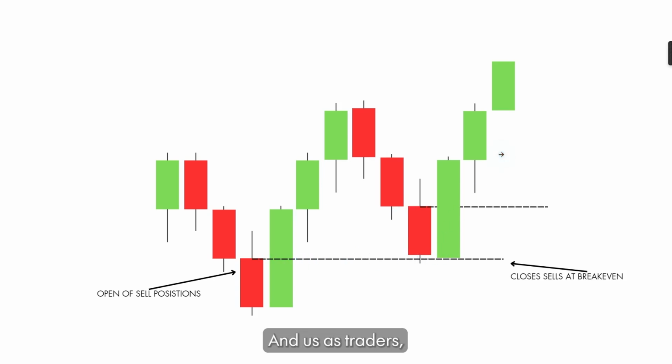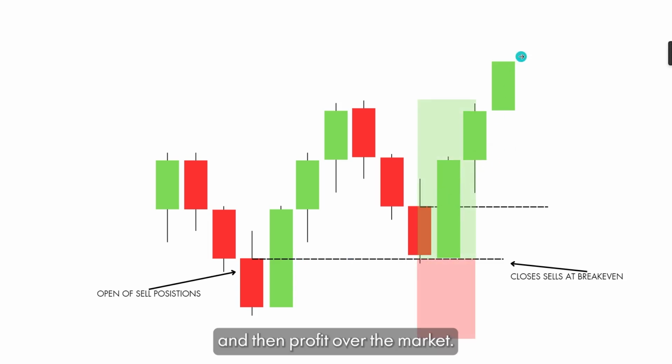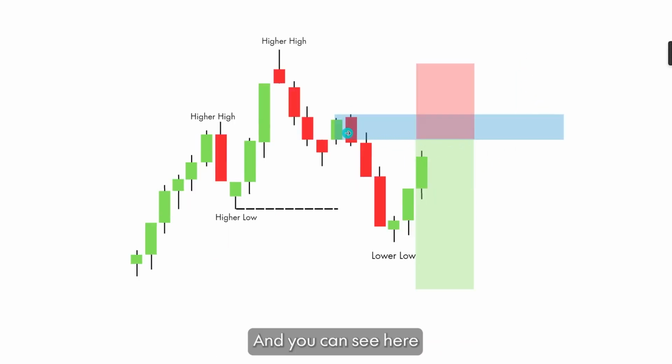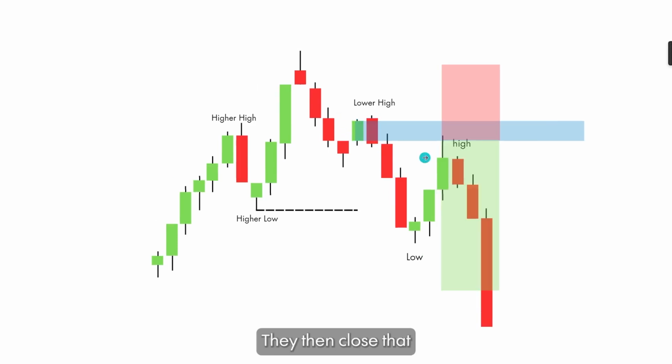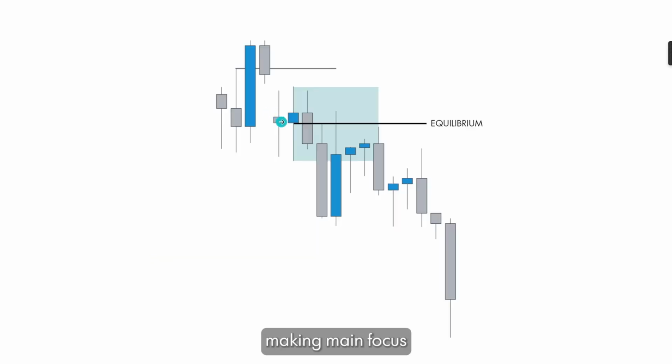And us as experienced traders, we can then take advantage of that movement and then profit off of the market. As you can see right here, they quickly open up, allow price to move up, selling down the market. They then close their first buy of the day at break even, and then allow price to push down lower. Now here's an example of this, making main focus of our candle opening of that order block.